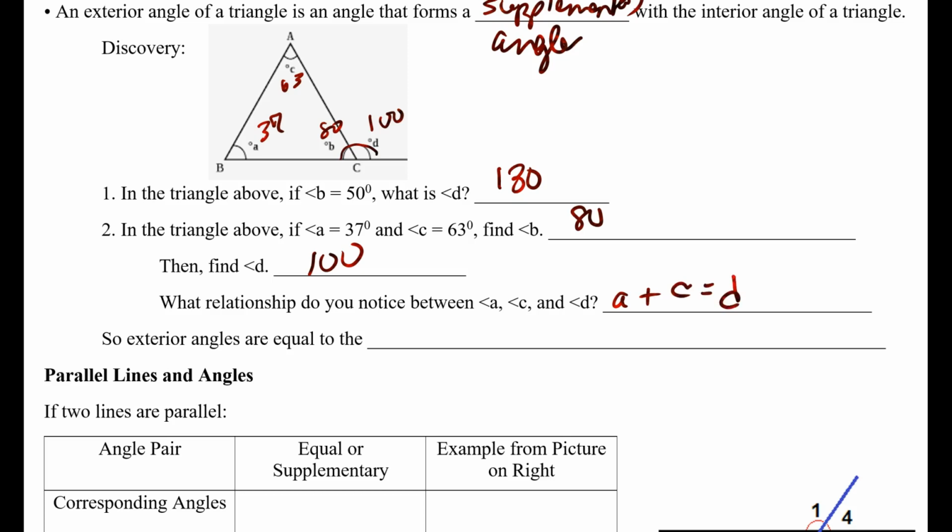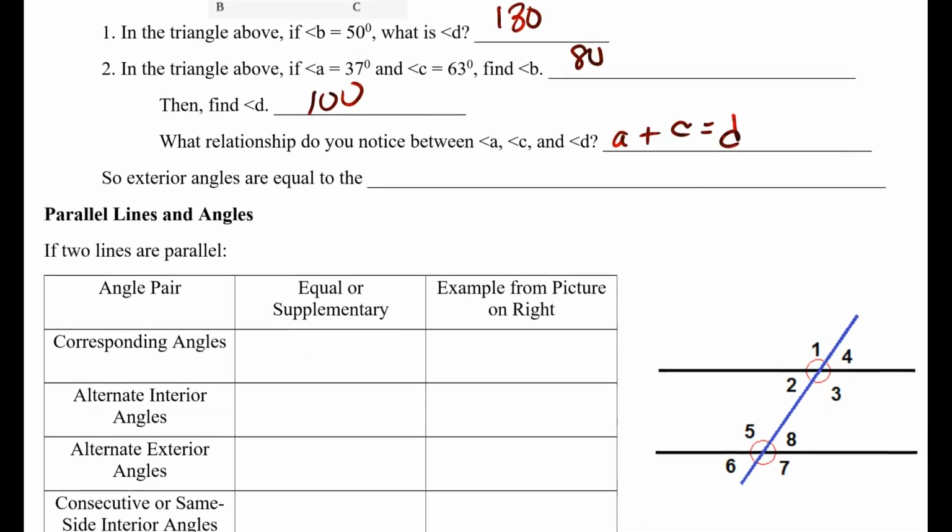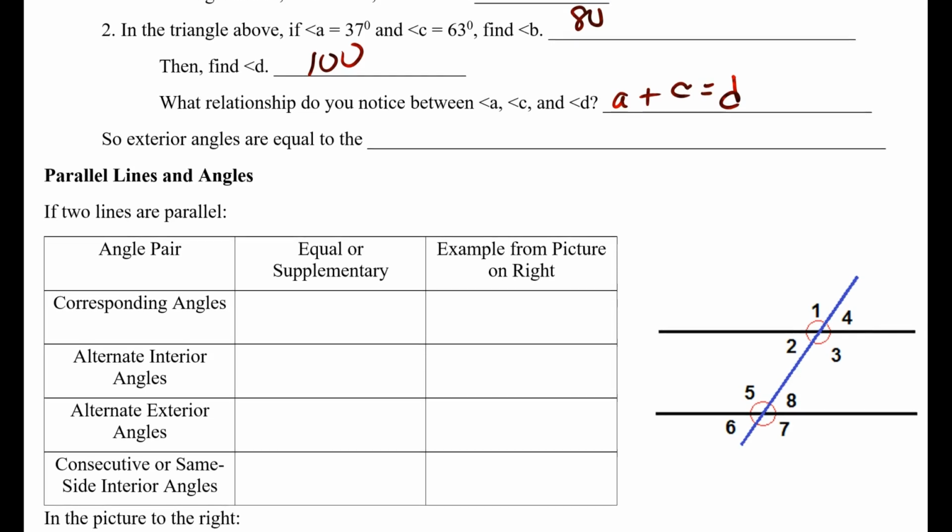And we know that because the remote interior angles add up to the exterior angle. All right, so the exterior angle is equal to the sum of the remote interior angles. Remote interior angles.